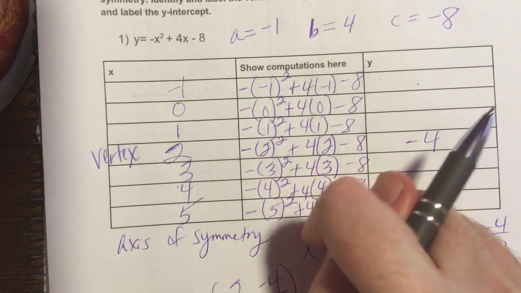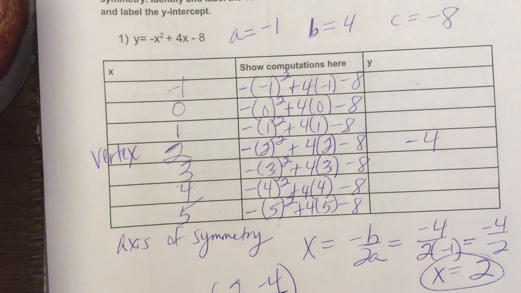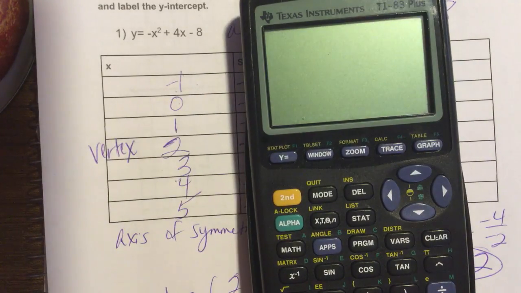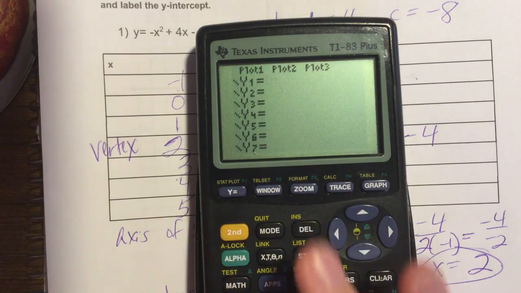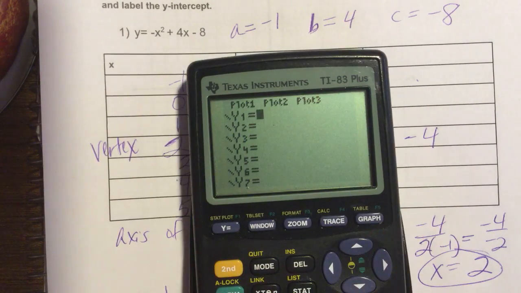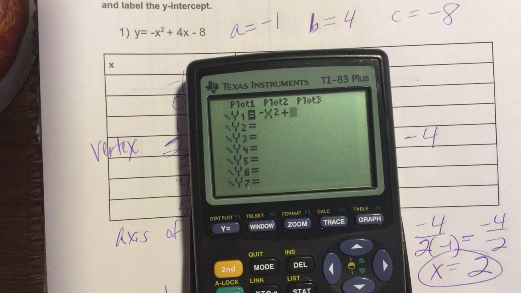It's important to know how to do this by hand using the order of operations, but I will show you a shortcut. Your calculator can help you to make this table. We're going to go to y equals, and in that first spot, we're going to put in that equation, negative x squared plus 4x minus 8.